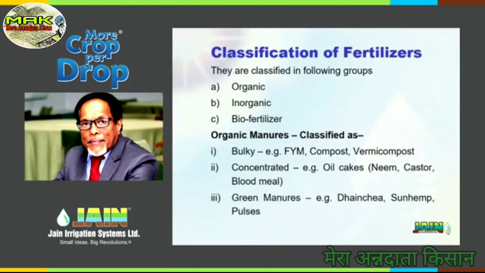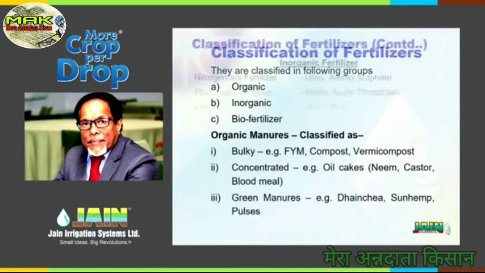Green manures, we grow after harvesting one crop, before we go into the second crop. In the interim, we take about 1 month, 2 months, or 3 months a crop like sunhemp, and many of the pulses like cowpea, as green manure. They add nutrients to the soil. That's why they're called green manure.